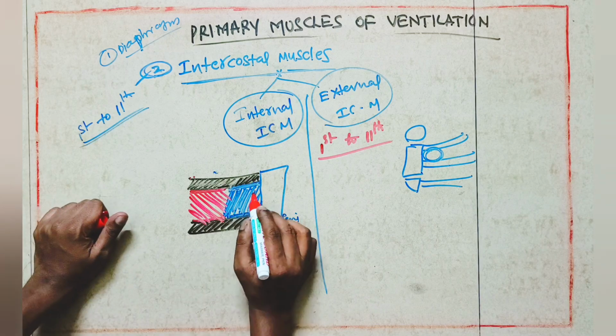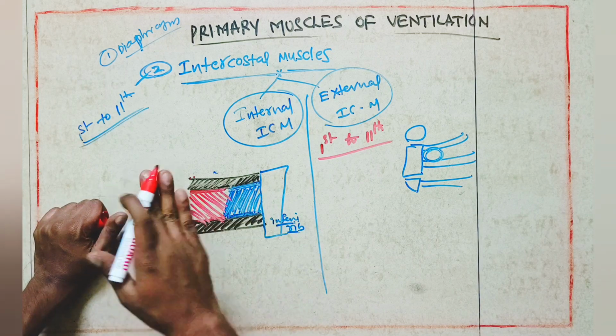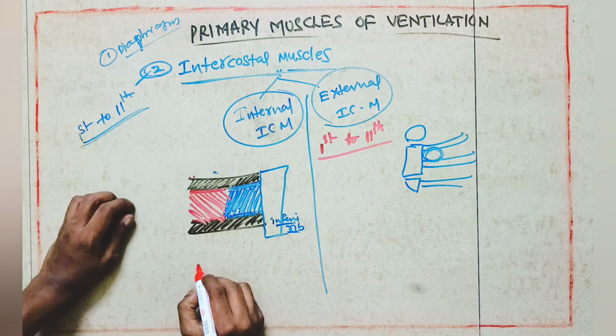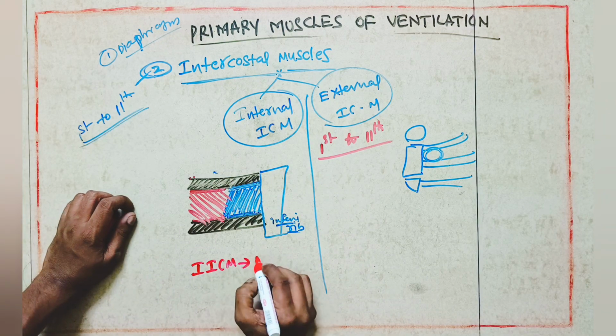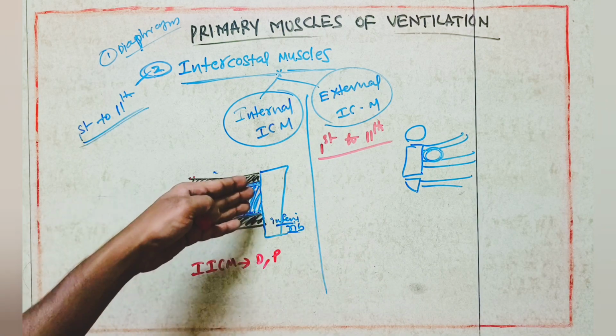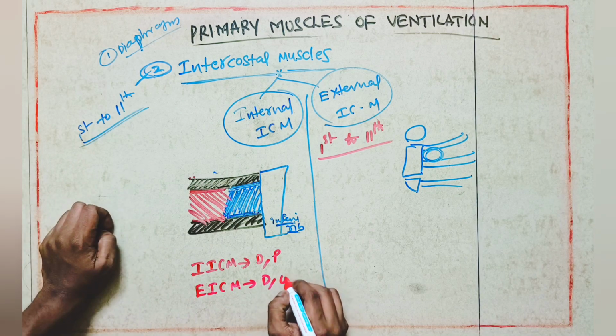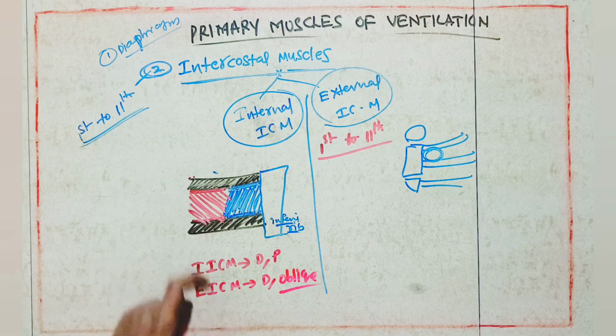Suppose you take the rib cage: first the internal intercostal muscle will be there, and on top of that the external intercostal muscle will come. So the internal intercostal muscle fiber orientation is downward and posterior, and the external intercostal muscle orientation is downward and oblique. This is the orientation of the external and internal intercostal muscles.